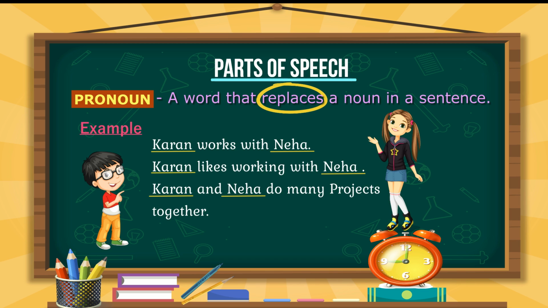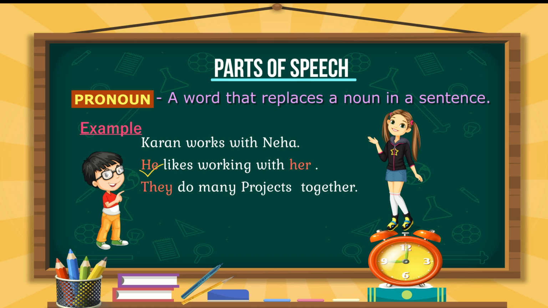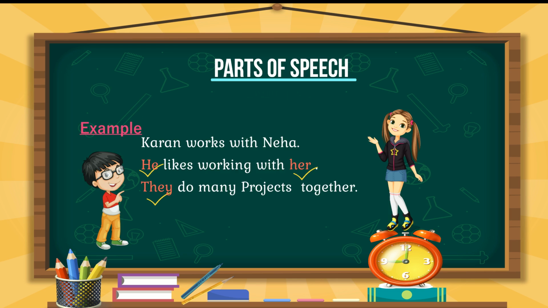And to avoid that kind of repetition, we can use pronouns. Instead of using the nouns Karan and Neha for the second and third time, we can use the pronoun he for Karan and her for Neha. And for both of them, we can use they. We can say Karan works with Neha. He likes working with her. They do many projects together. Now we can easily see the difference in writing and reading in this sentence compared with the previous sentence.